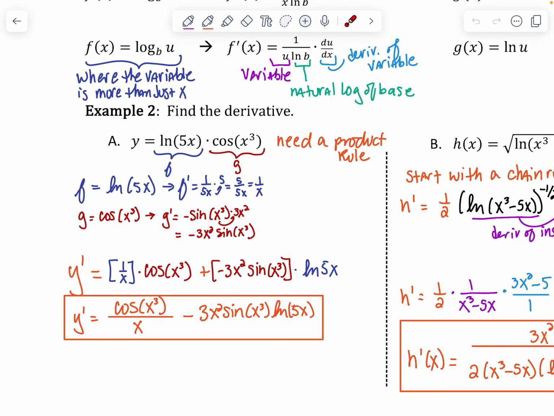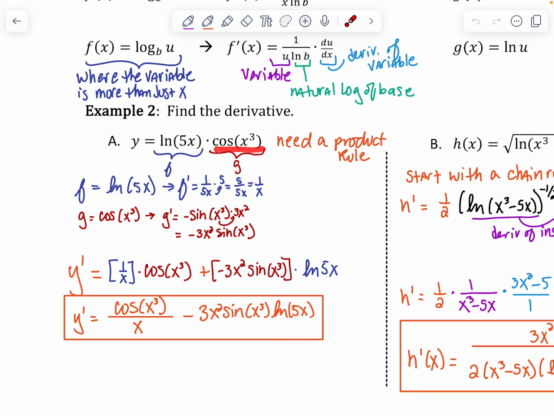So I'm asked to find the derivative. I've got x more than once in my function and they're separated by a times. So I'm going to need a product rule. So I'm thinking of f as the natural log of 5x. We just said for the derivative, we're going to take the variable, which in this case is 5x, and put it in the denominator. I don't need ln of e because that would just be 1, but I do need to take the derivative of the variable, which is 5. And once I simplify this, it simplifies to 1 over x.